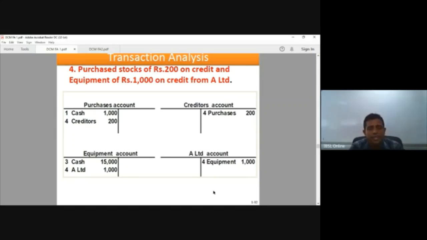Right? In the previous transaction we made a cash payment. This time we are not paying cash. We have a commitment to pay at a future date. When it comes to commitments, those are called liabilities. Therefore, we have a liability called A Limited, 1,000 rupees. We have to credit that account because liability increases.